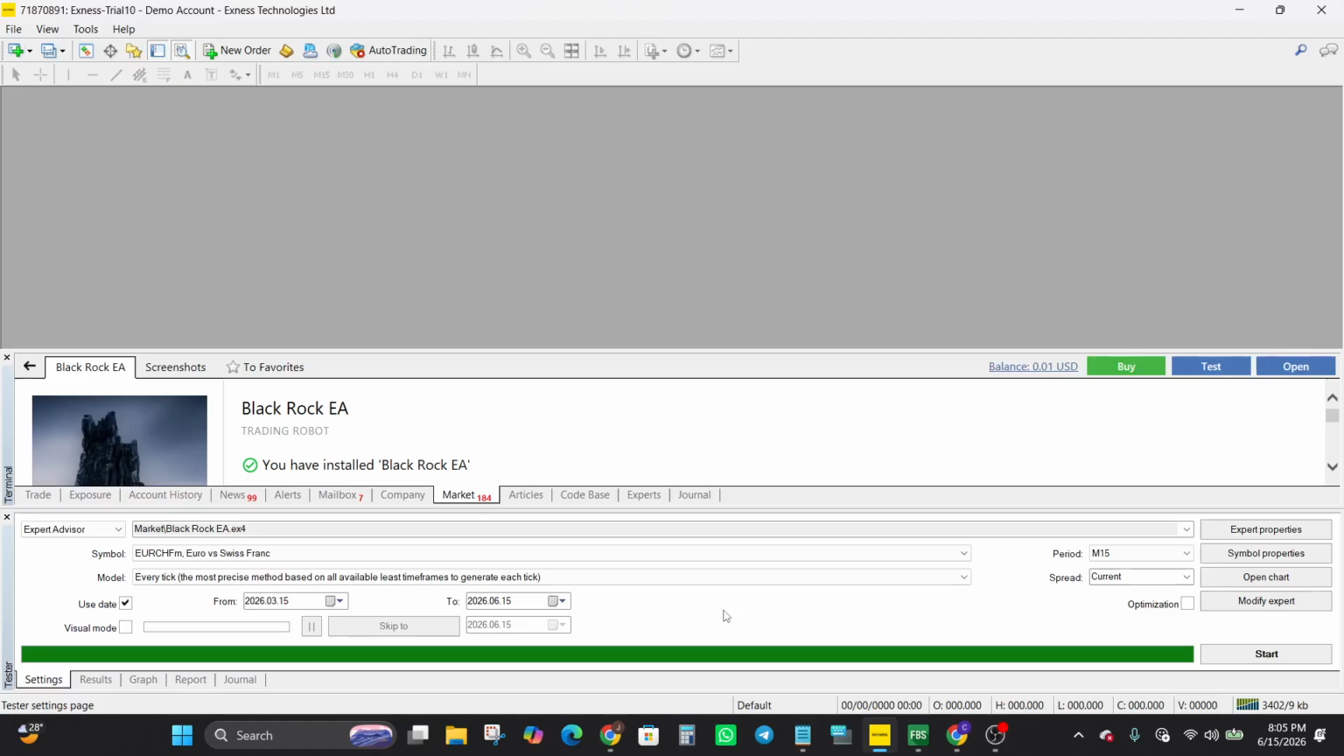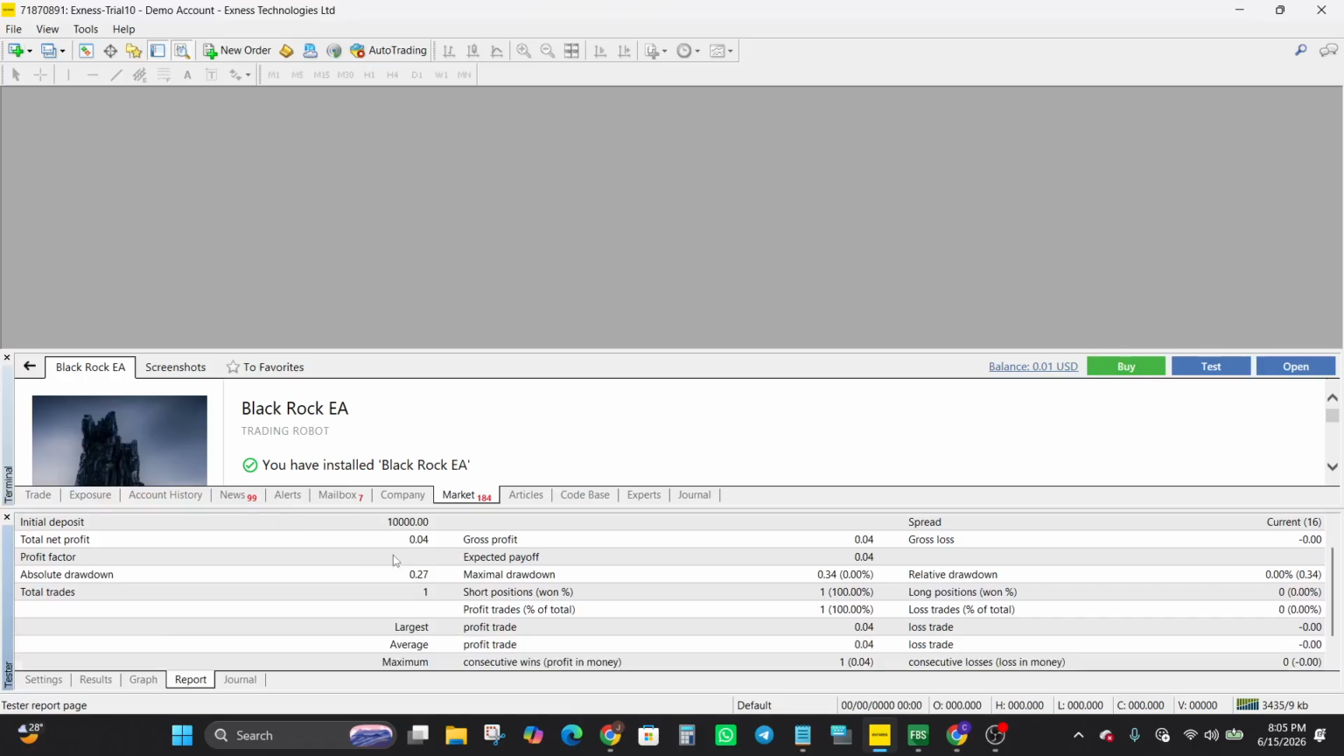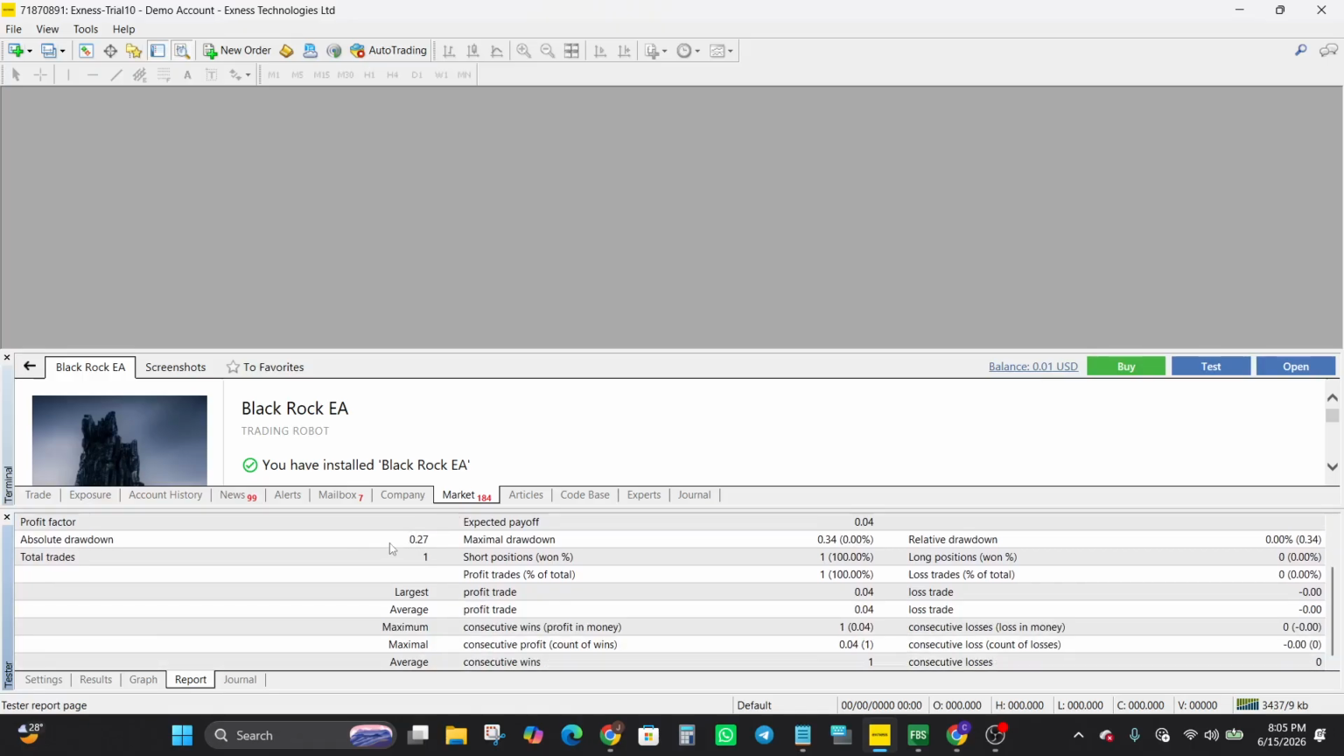So if you're interested in this EA, I recommend that you test it over a longer period of time, to be able to capture a wider range of market conditions and get a more comprehensive result. Looking at the reports now, I can see that from an initial deposit of $10,000, total net profit was 4 cents. Largest profit was 4 cents, just one trade taken. Average profit 4 cents, of course, because it's just one trade taken.